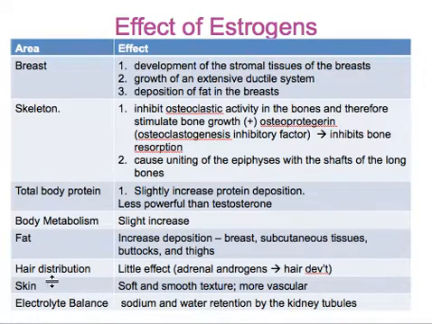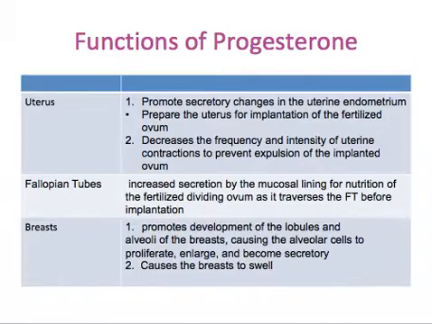Your estrogen will also have an effect on your skin, makes it look softer and with smooth texture, and also has an effect to a certain degree in your electrolyte balance, similar to your testosterone. Your progesterone, on the other hand, will have effects mostly on your uterus, your fallopian tubes, and your breast.